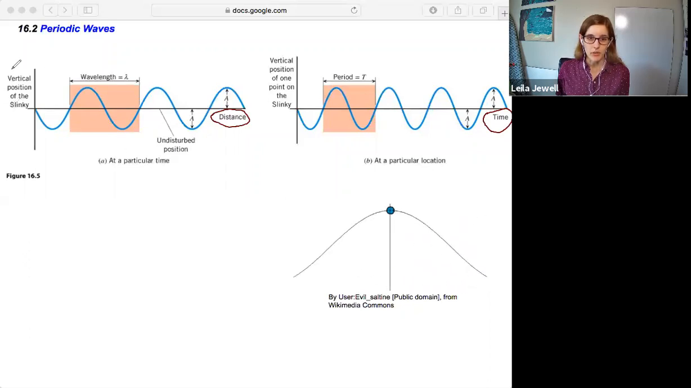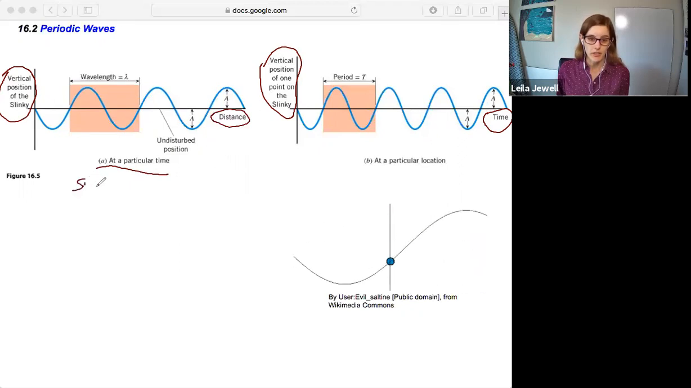Well, that means that the vertical scale is also slightly different. On the vertical scale here, we have the vertical position of the slinky for the first one. The second one is the vertical position of one point of the slinky. What does this mean? Well, for A, it's looking at one particular time as time passes. You can think of it as a snapshot, right? Where if we took a picture of the wave, this is what it would look like.